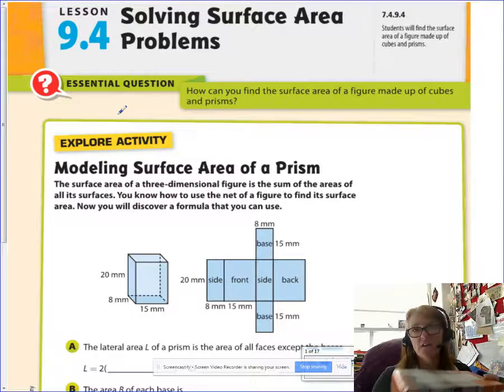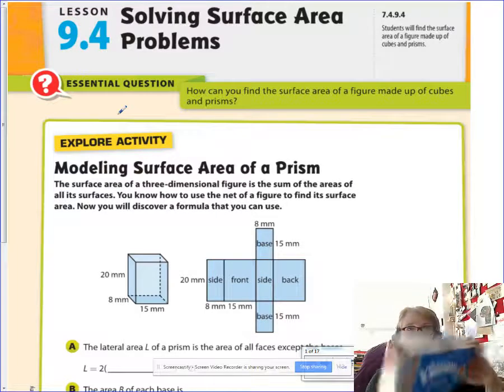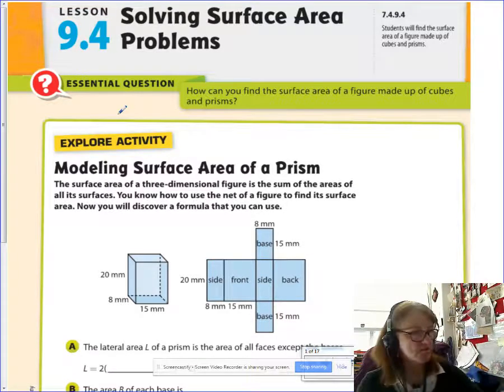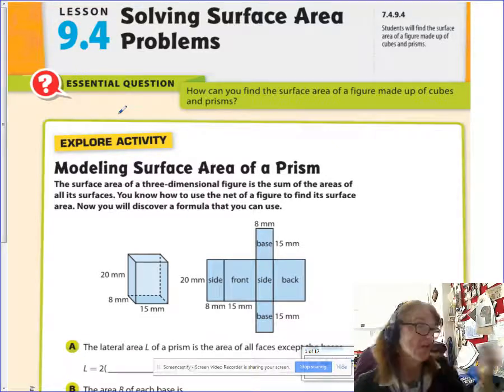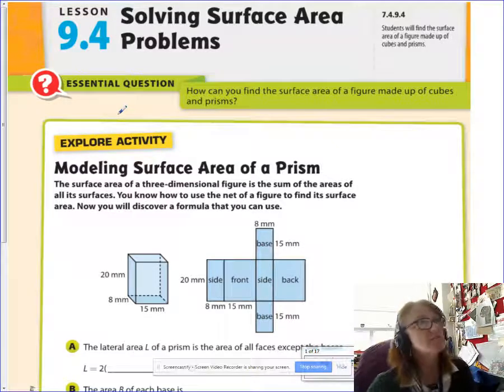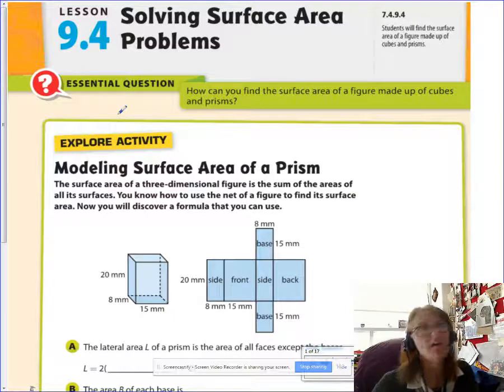I know in 6th grade you talk a lot about prisms and doing some surface area, and we're going to add on to that some funky things and weird situations. You just did a little bit with some cylinders, so let's take a look at what we've got today.